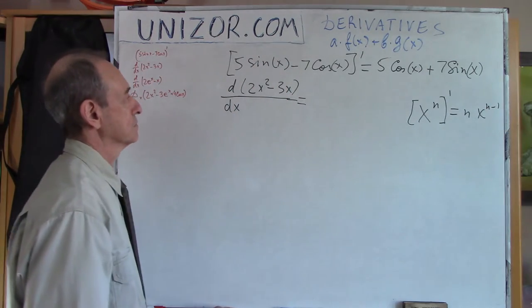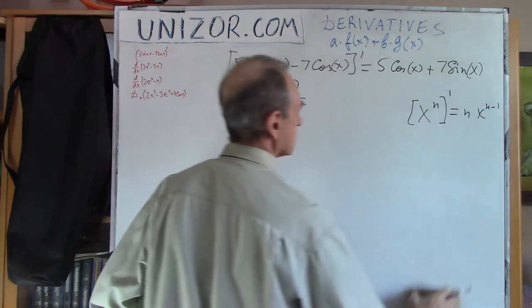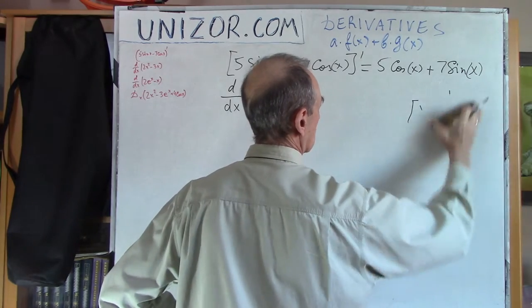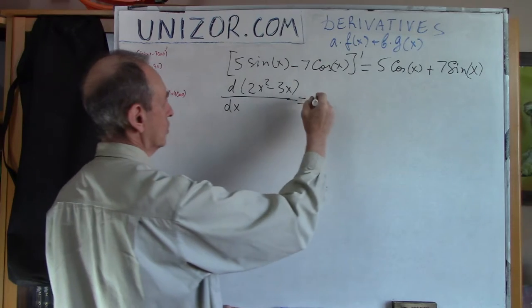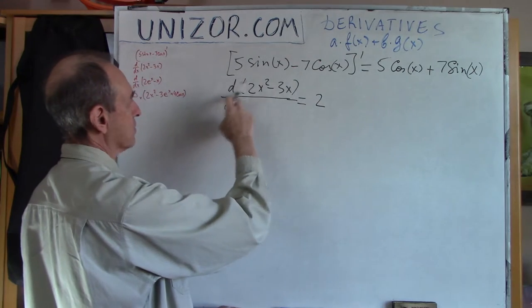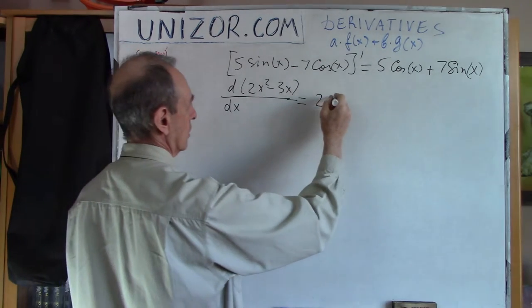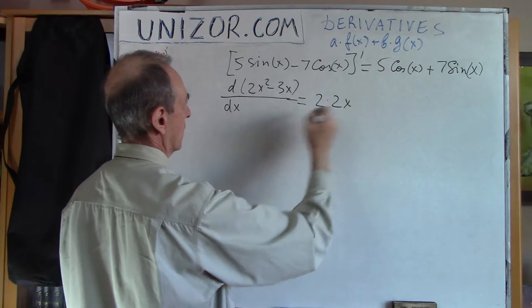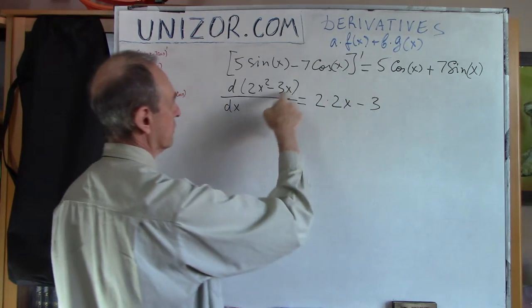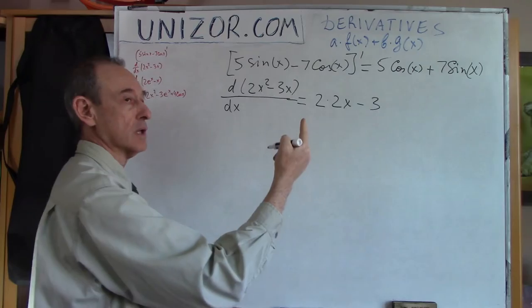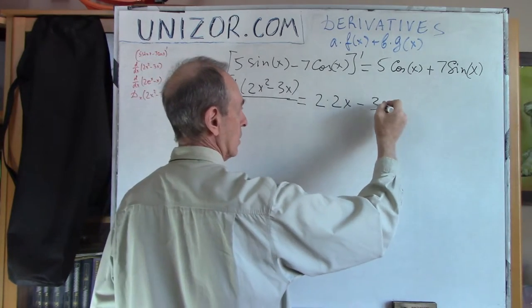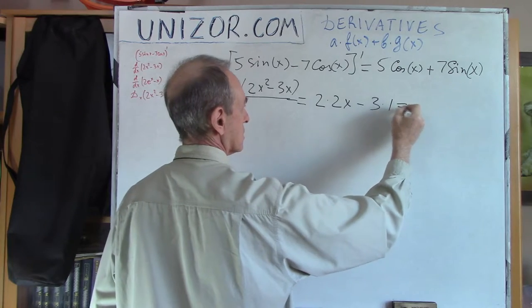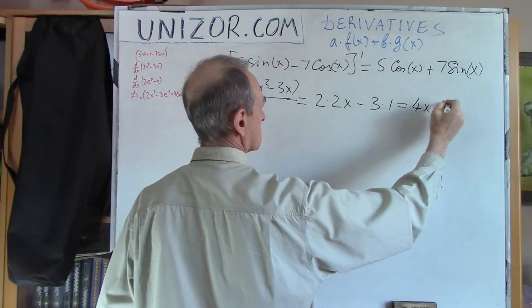Remember that. So that's why this is equal to 2 times derivative of x squared, which is 2x, minus 3 derivative of x to the first power, so it's 1 times x to the power of 0, which is 1. So it's 4x minus 3.